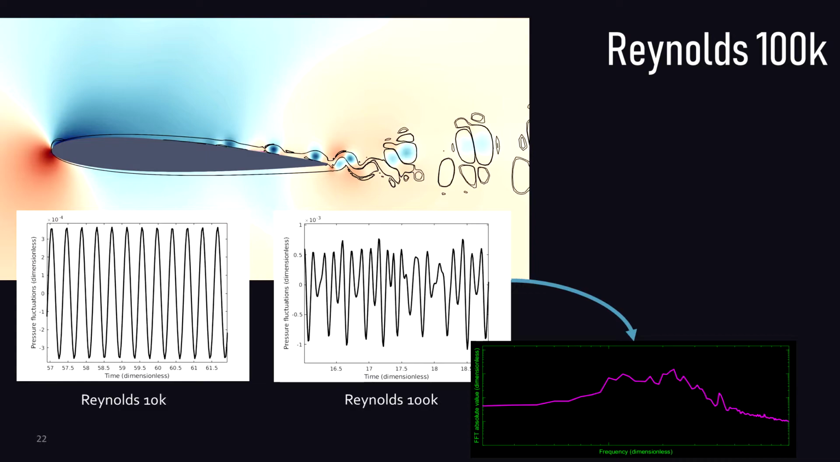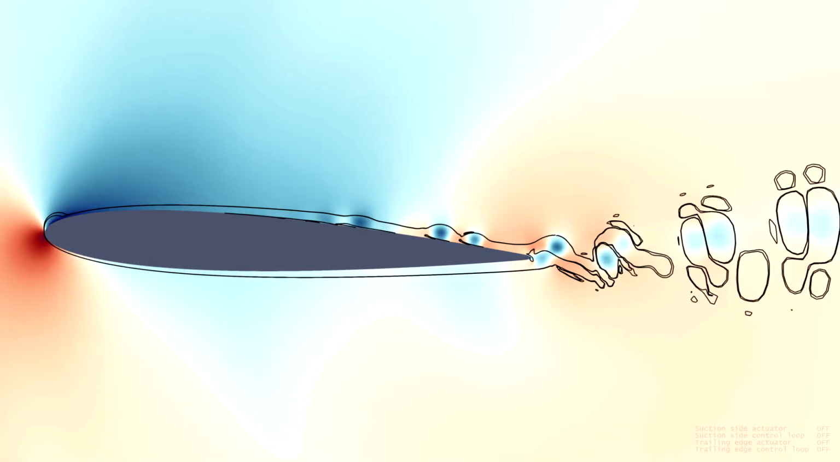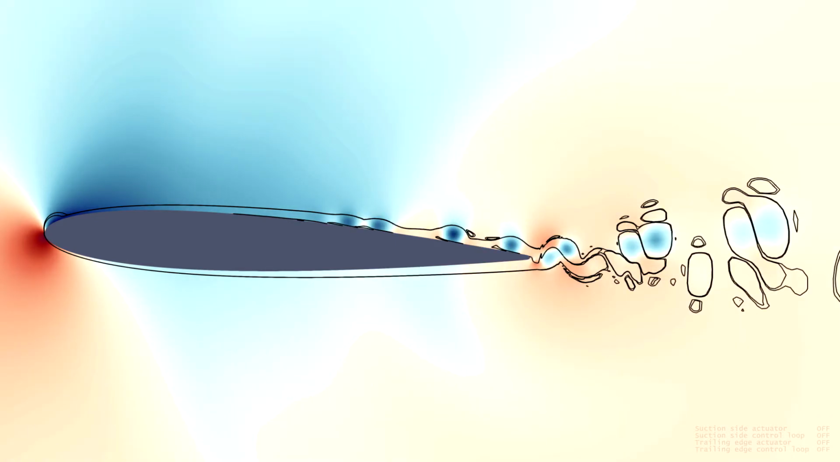For this problem, we use a combination of ESC to find a position for an actuator and slope-seeking control to find an intensity for another one. Let's see it in a video. Here are some snapshots of the Reynolds 100,000 case. This is much less organized than the Reynolds 10,000 case.